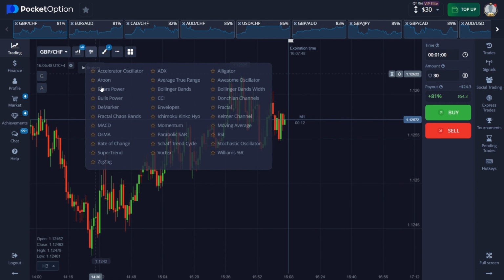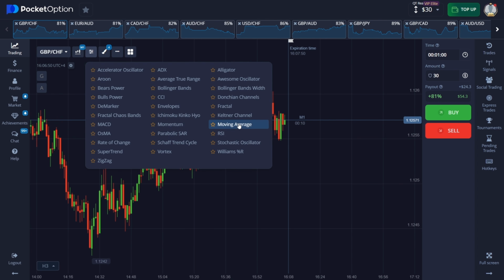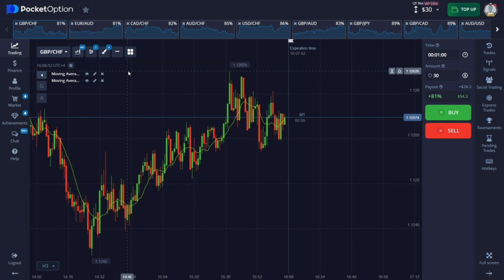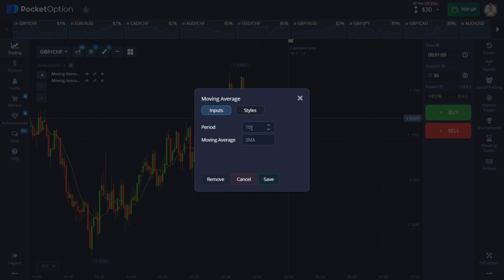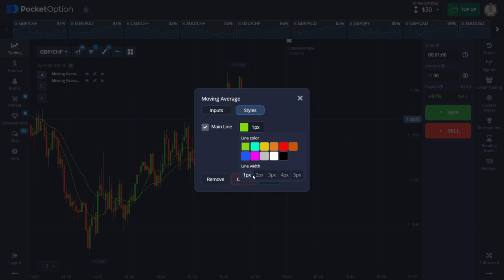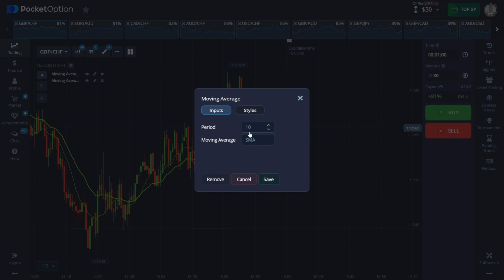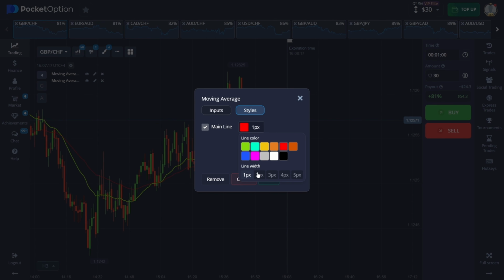Let's get started. First, go to the indicators and select the moving average twice. Then go to the settings. The first one should be set to 25 EMA with a green color and 2px thickness. The second one should be set to 50 EMA with a red color and 2px thickness.